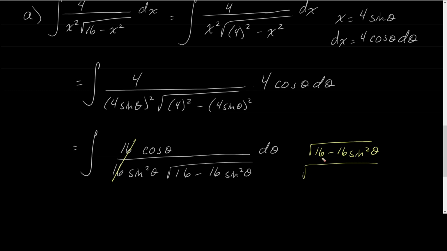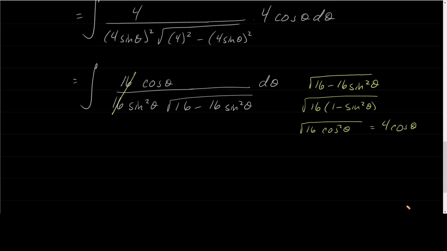In there, I can factor out a 16 and I'm left with 1 minus sine squared theta, which gives me the square root of 16 cosine squared theta, which is just 4 cosine theta. So that radical just simplifies down to 4 cosine theta. At that point, this gives us the integral of, on the numerator, we still had cosine theta. On the denominator, we still had that sine squared theta. This radical became 4 cosine theta. And we still have the d theta left.